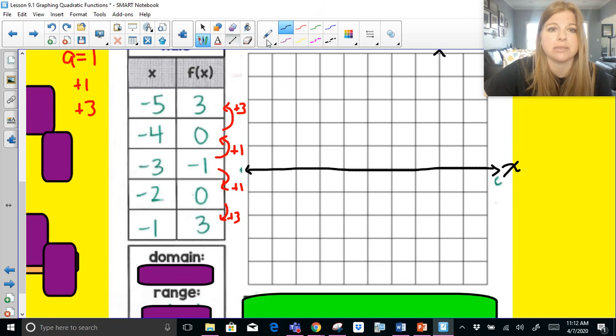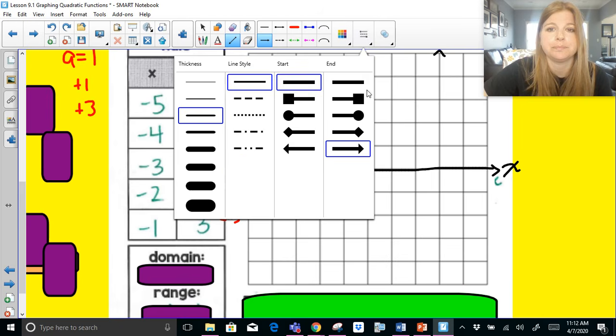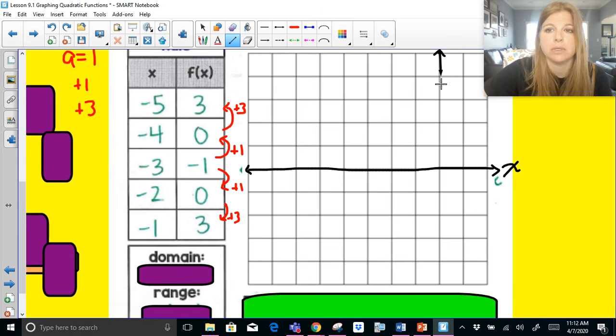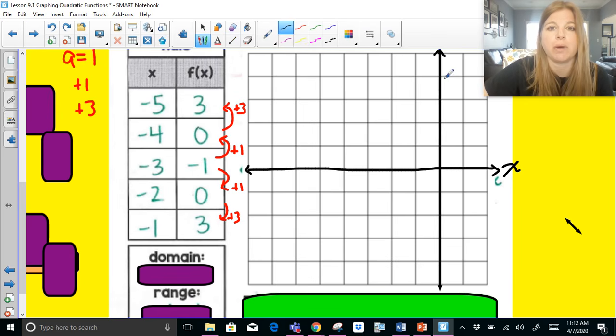Not the greatest axis. Oh, I should use my lines. That's better. Okay, to create my y-axis. And now I'm going to plot my points. So negative 5, 3. Oops, wrong point. 1, 2, 3, 4, 5, 3.